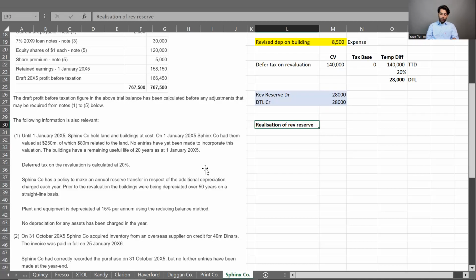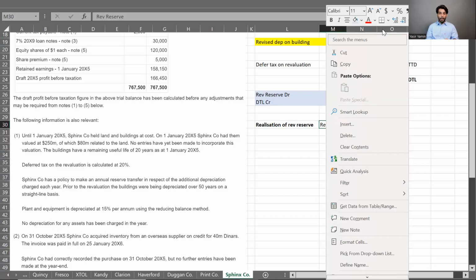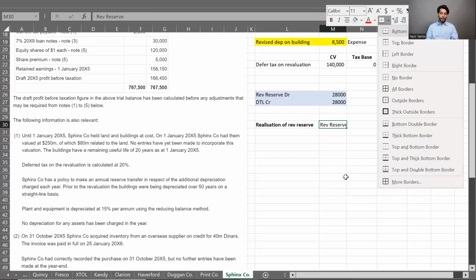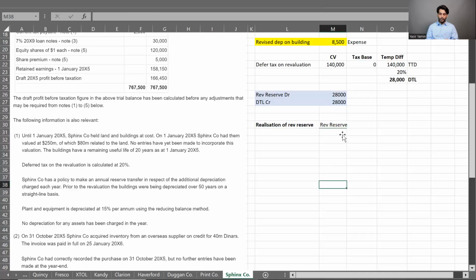How do you do that? You select your revaluation reserve and I'm going to make a bottom underline. How do you do that? In your Excel, you have this area. You go here, select the bottom border, and here you have made a line. Your examiner can clearly see what you are actually trying to represent. So revaluation reserve divided by remaining useful life. This is the format for it.